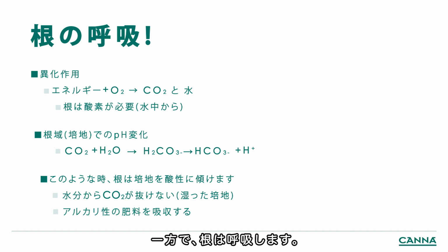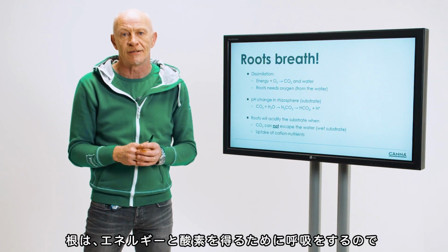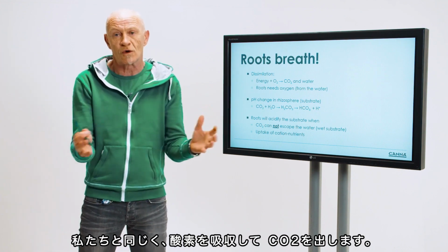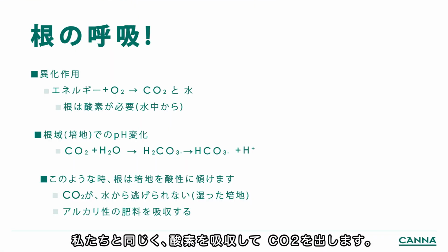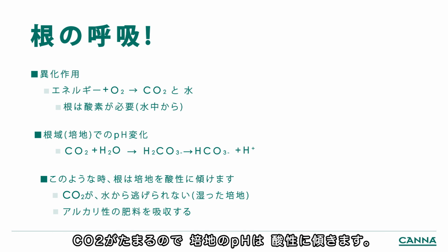Roots, on the other hand, do breathe. So when we give water to the plant, actually we give it to the substrate, and the roots are standing in that substrate. By breathing, they need energy and oxygen, of course they get it, but they produce CO2, the same as we do when we breathe. But that CO2 stays in the substrate, in the solution, so actually it's the same reaction but the other way around. And that means the substrate will acidify itself.